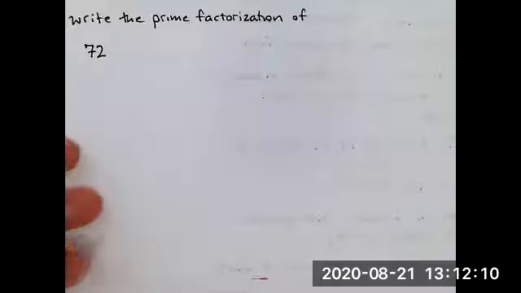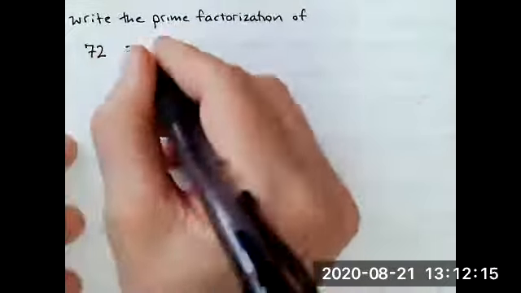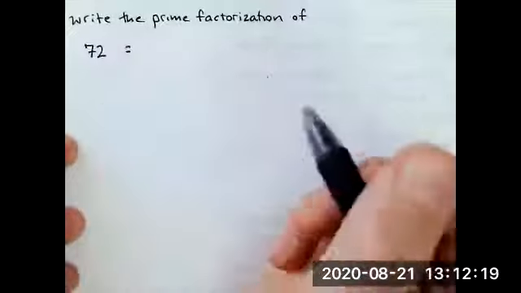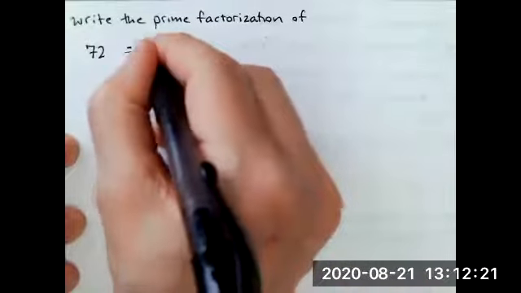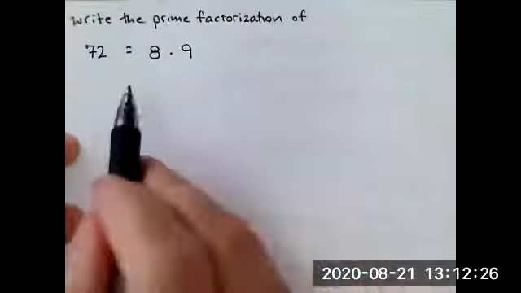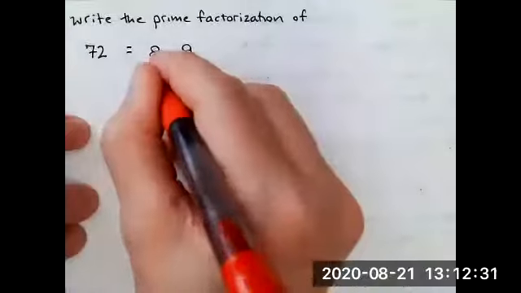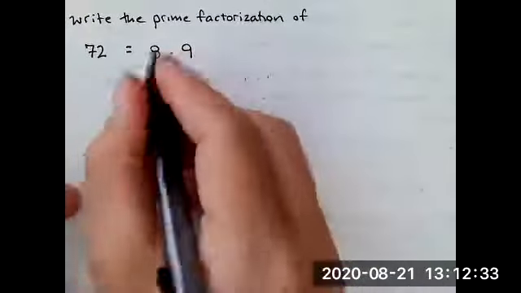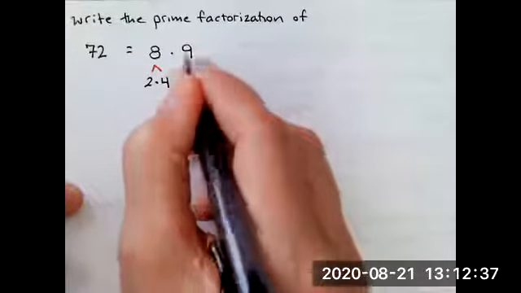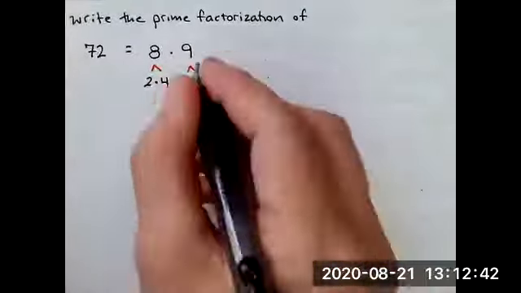Let's write the prime factorization of 72. So it doesn't matter how you start. You could do 2 times 36, or I'm going to start with 8 times 9. And then you just check. Is 8 a prime? No, so let's break it down. 8 is 2 times 4. Is 9 a prime? No, so we break it down.